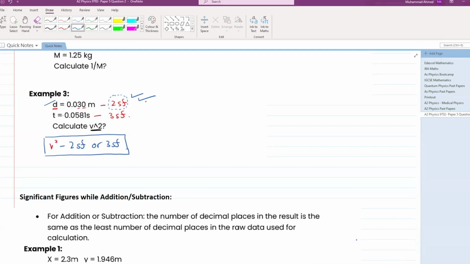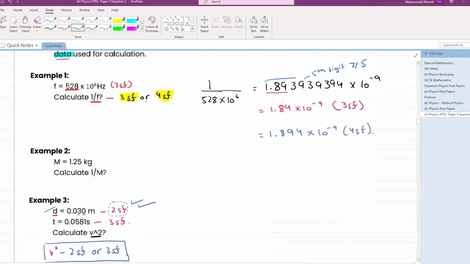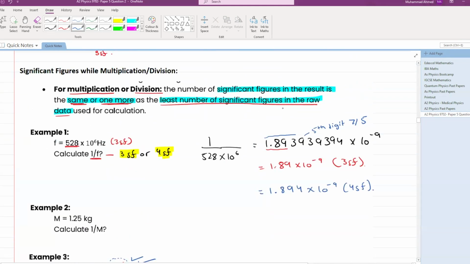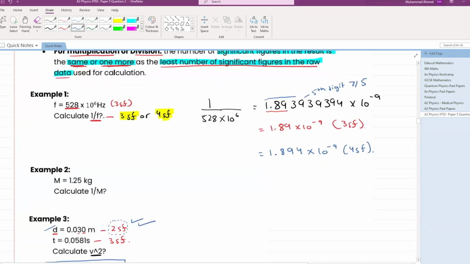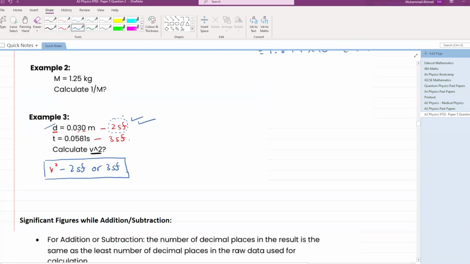Always remember this. Whenever we are determining the number of significant figures for the calculated data, we always take the least number of significant figures in the raw data. This is what I have written in the rule as well. The number of significant figures in the result is same or one more as the least number of significant figures in the raw data. Simple. So what are the least number of significant figures in the raw data? 2 SF. So your number of significant figures will either be 2 SF, same, or one more. Simple. Let's calculate velocity square.